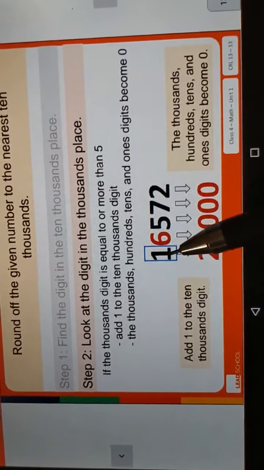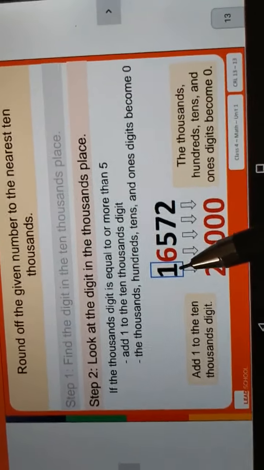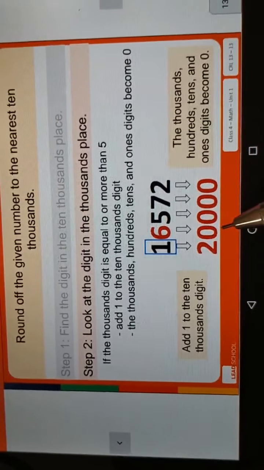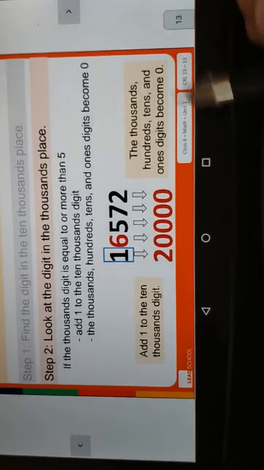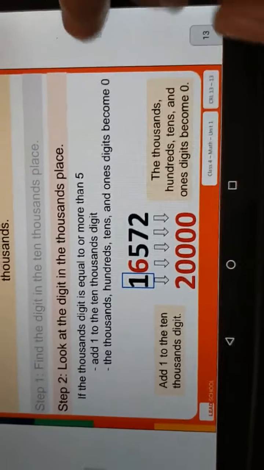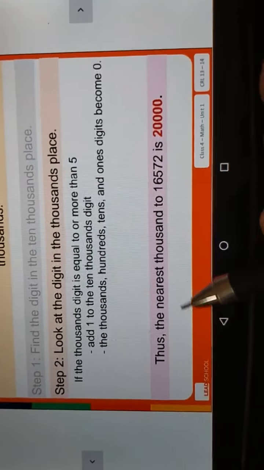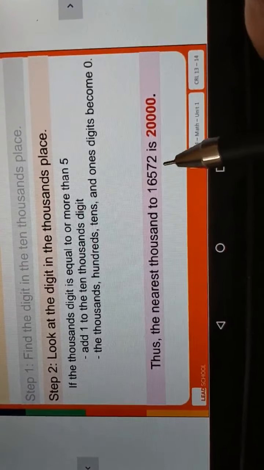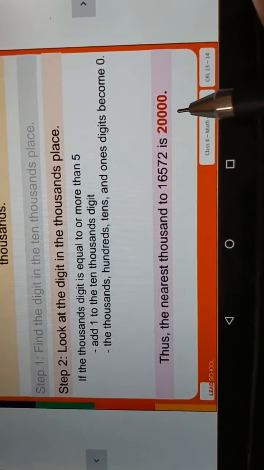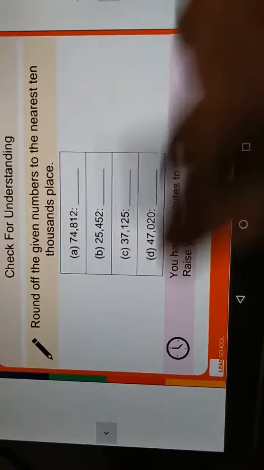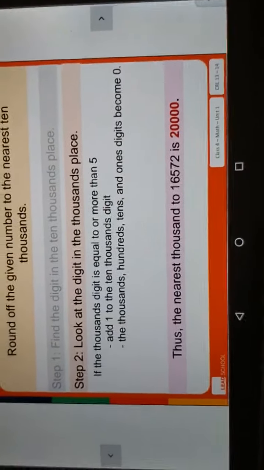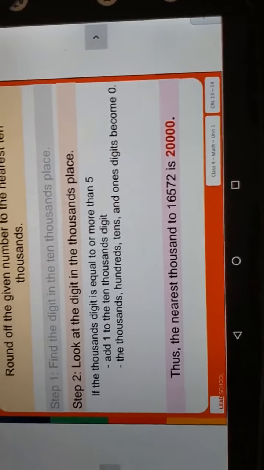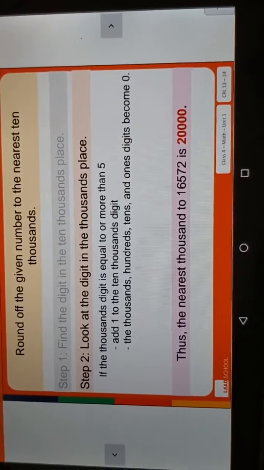So we have to add 1 more here. Add 1, that means 2 is there. So here we have to write 20,000. The 1,000, 100, tens and ones digits become 0. So in the last, the nearest 10,000 to 16,572 is 20,000. Now students, I'll give you 1 minute. You have to write this example in your maths notebook.